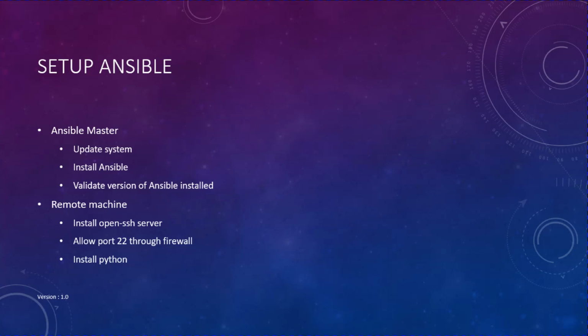On the Ansible master server, we need to update the system and install Ansible. On the remote machines, we need to install open-ssh server to enable SSH. We also need to allow port 22, which is the port used for SSH communication. And finally, we need to install Python on the remote machine.